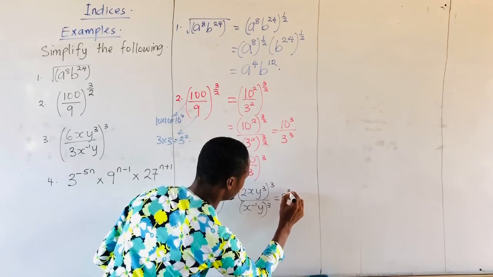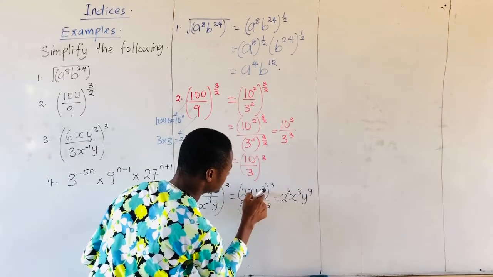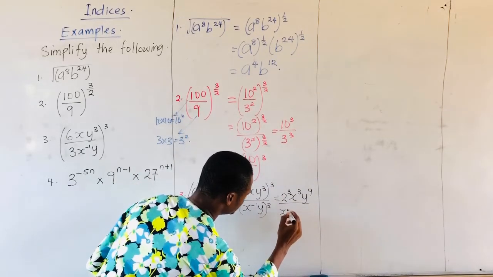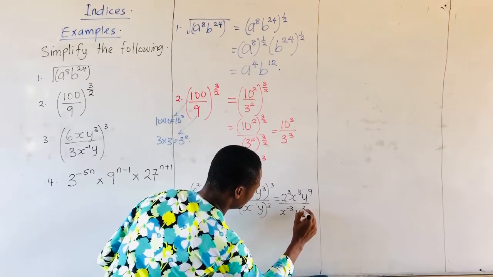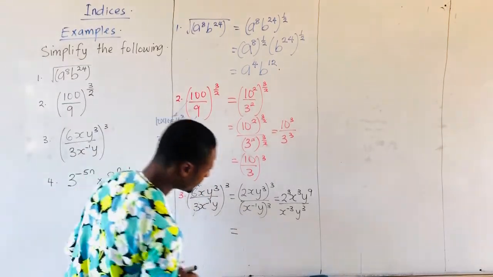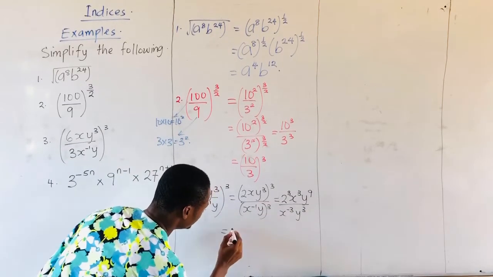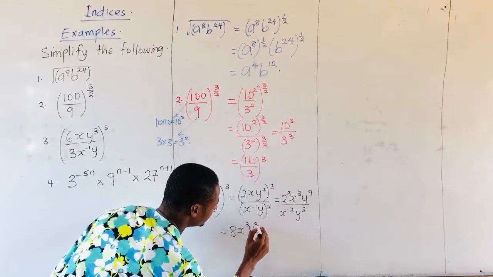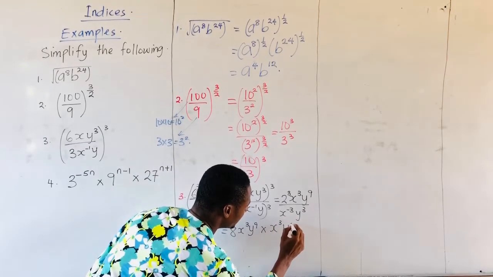So we have 2 to the power 3, x to the power 3, y to the power 9, which is this 3 times the next exponent. Here we will have x to the power negative 3, 3 times negative 1, and then y to the power 3. That is going to give us 2 raised to the power 3 will give us 8. Then we have x to the power 3, y to the power 9, times x to the power 3, y to the power negative 3.